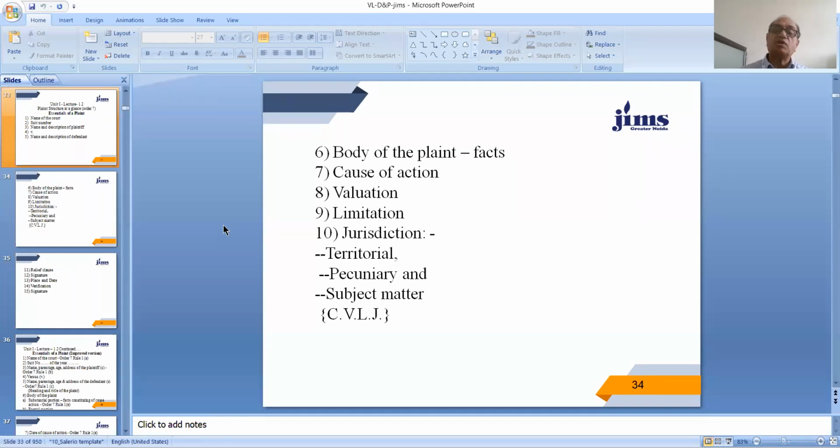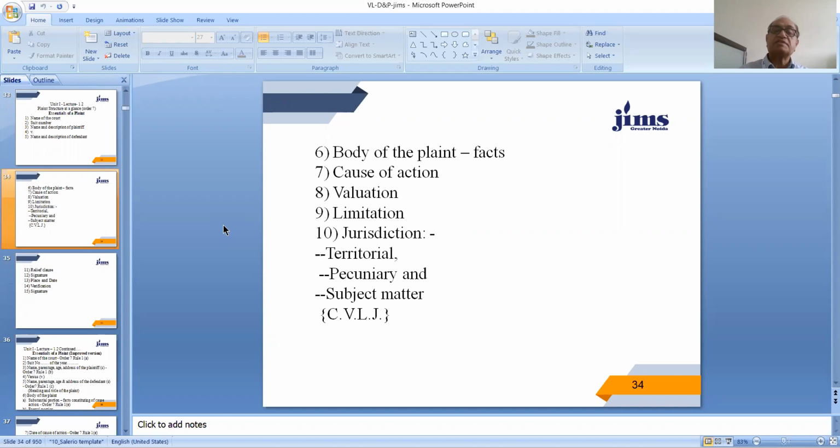Then comes the main body of the plaint, where you will write down the important facts. Then I told you 4 important paragraphs of a plaint: CVLJ. C stands for cause of action, V for valuation, L for limitation, and J for jurisdiction. These are 4 compulsory paragraphs in a plaint.